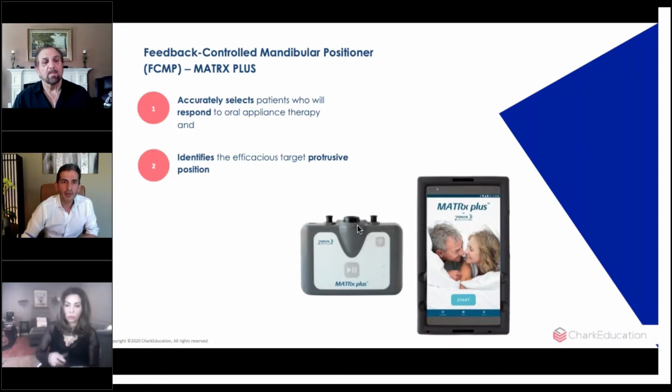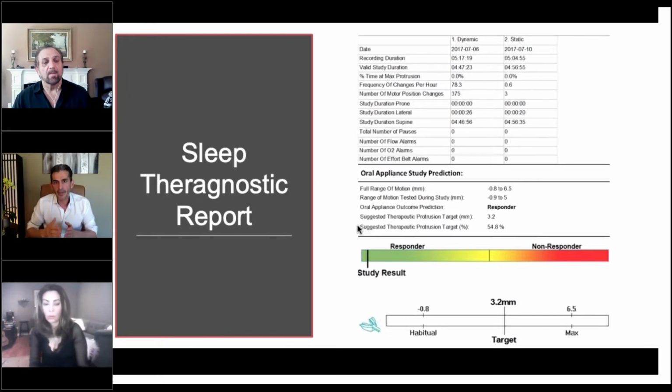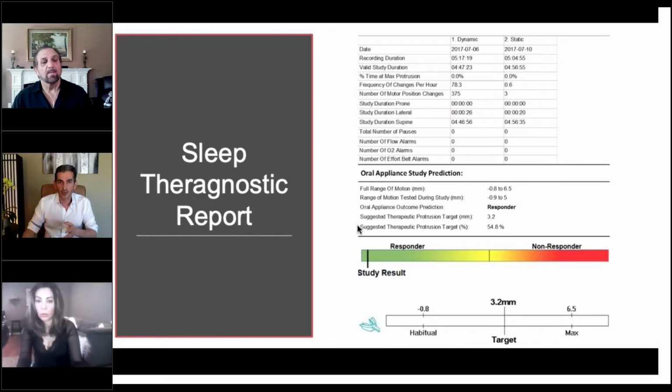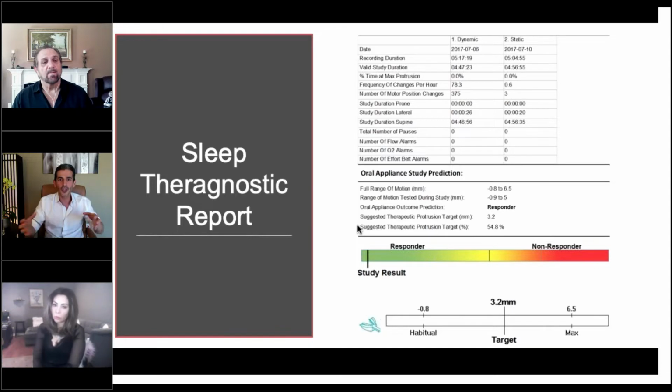Again, I'm not going to go into a lot of depth about Matrix Plus because I believe John has covered that in the past. We call that a feedback control mandibular positioner. It's a test that gives us two very valuable pieces of information. One is, of course, whether or not a patient will respond to mandibular protrusion. I like to use that terminology as opposed to oral appliance, personally. When I consult with my patients, I'm not going to tell them whether or not they're going to respond to an oral appliance. Why? Because there are so many other factors. Are they going to be able to tolerate the device? Is it going to fit their teeth? All I'm trying to figure out is whether I am capable of keeping the pharyngeal airway open at nighttime with mandibular manipulation, not necessarily just advancement either.